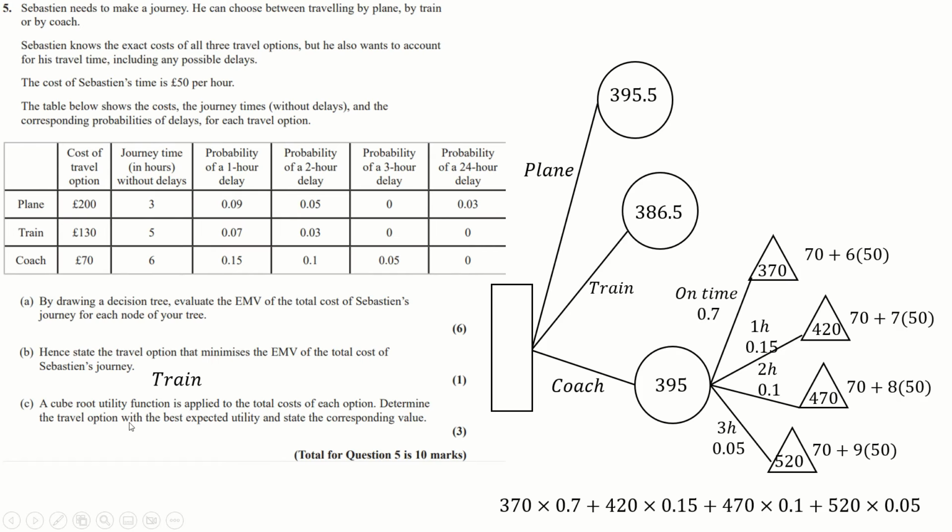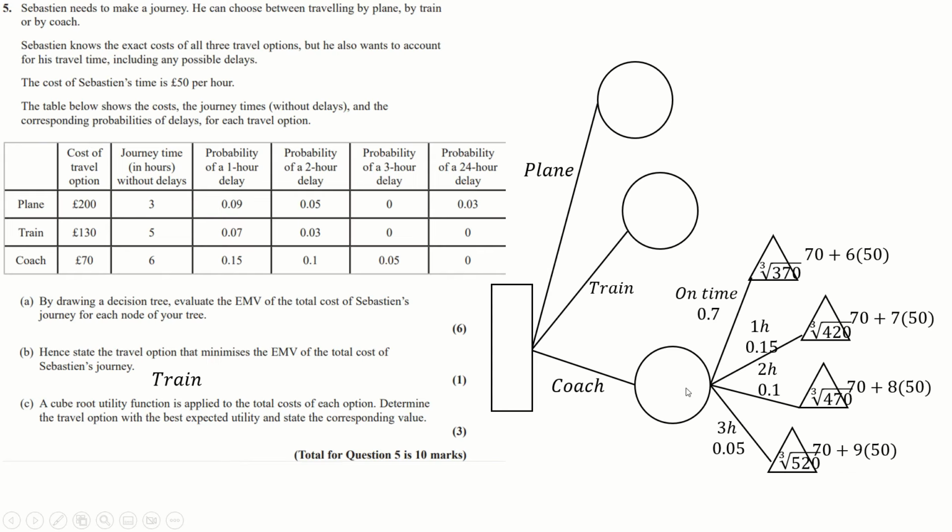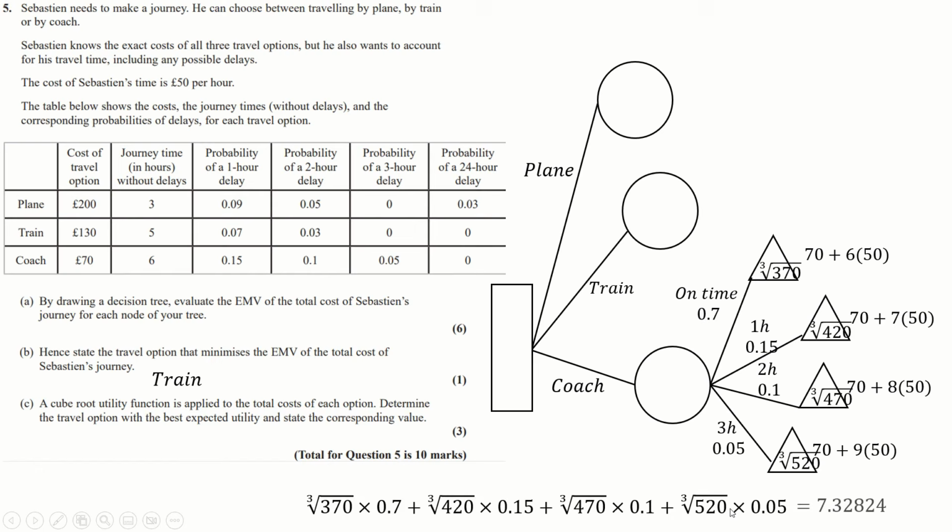Now, I've been quite lazy on question C because I couldn't be bothered to redo all of that. So I'm just going to do it for the coach and explain what to do. When you have a cube root utility function, all that means is you cube root all of the costs. So we're going to cube root this, cube root that, cube root that, cube root that, which of course means in the calculation, we're going to do this cube root times this, plus the cube root times that, plus the cube root and so on, which apparently equals this, which is this number here.